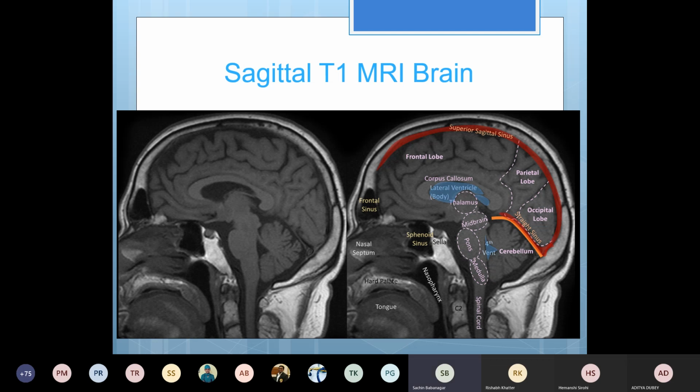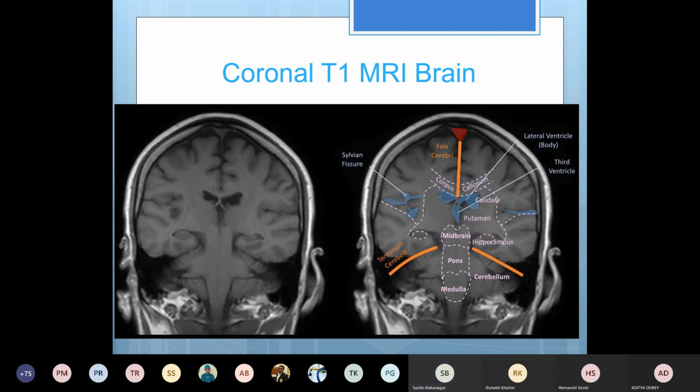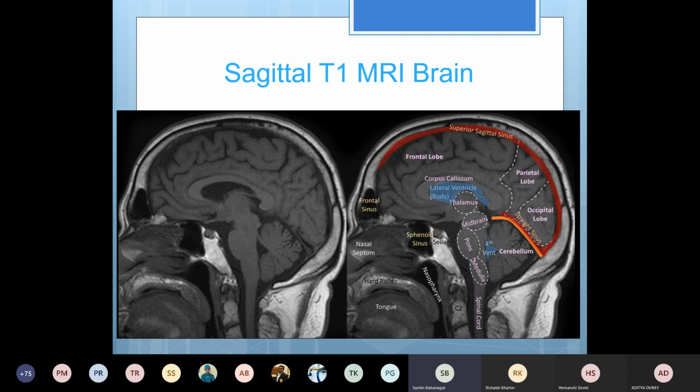Just a sagittal section along the midline, as I said earlier. So the superior sagittal sinus traverses all along this length of the brain. And you have the straight sinus from here to here. Okay, and this is the corpus callosum. When this is not properly visualized, then you can suspect if there is any dysgenesis. Inferior to that, you have the lateral ventricle, and then you have the thalamus. Here you have the midbrain, and then this is the pons and medulla.